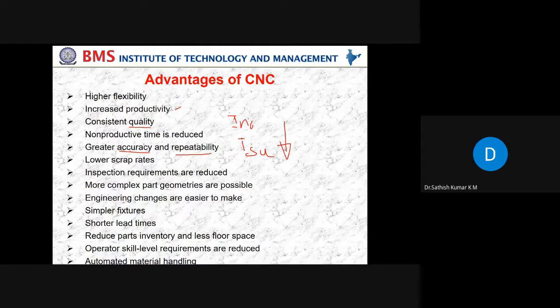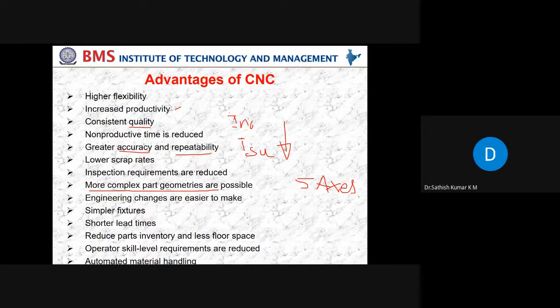As the work parts are going to be accurate, there is not much requirement to go for inspection. Then more complex part geometries are possible. This is a very good major advantage of CNC, wherein you can machine complex geometries. By having a 5-axis CNC machine, you can machine anything and everything. So that is very important. It means reachability of the tool to the work part is largely enhanced.